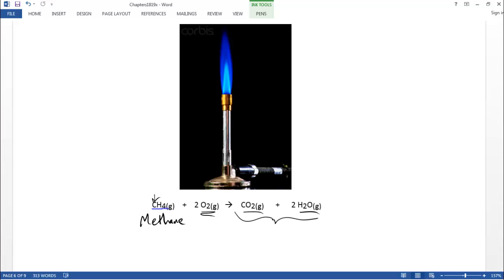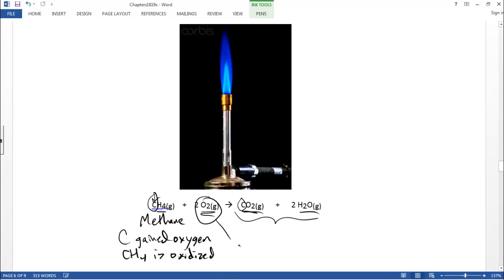So we're going to have to use the other idea that whoever's being oxidized is going to gain oxygen. And so if you focus on the carbon, before, no O's connected to the carbon. Afterwards, 2 O's, the carbon atom gained oxygen. So we're going to say that methane, CH4, is oxidized. That means the O2 molecule must be reduced.